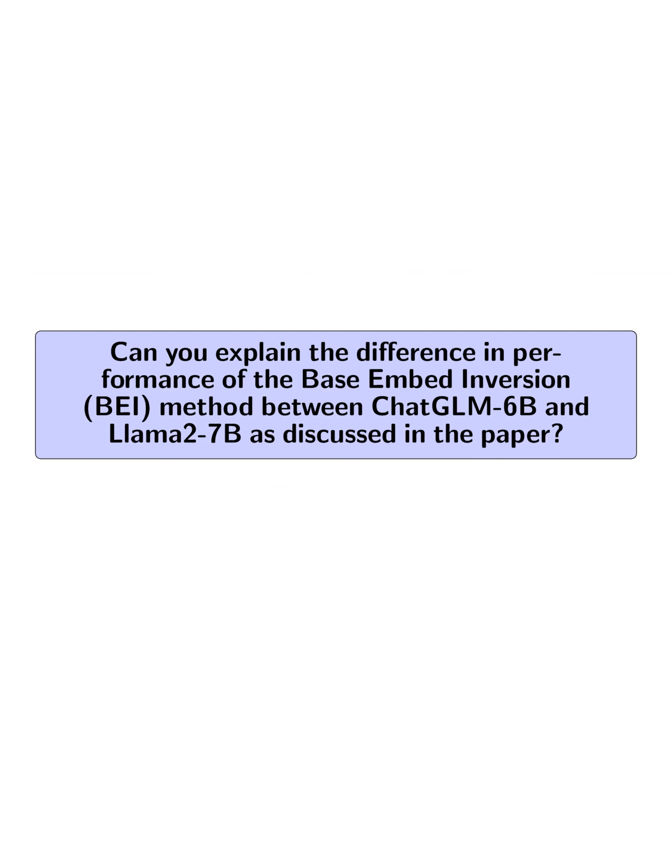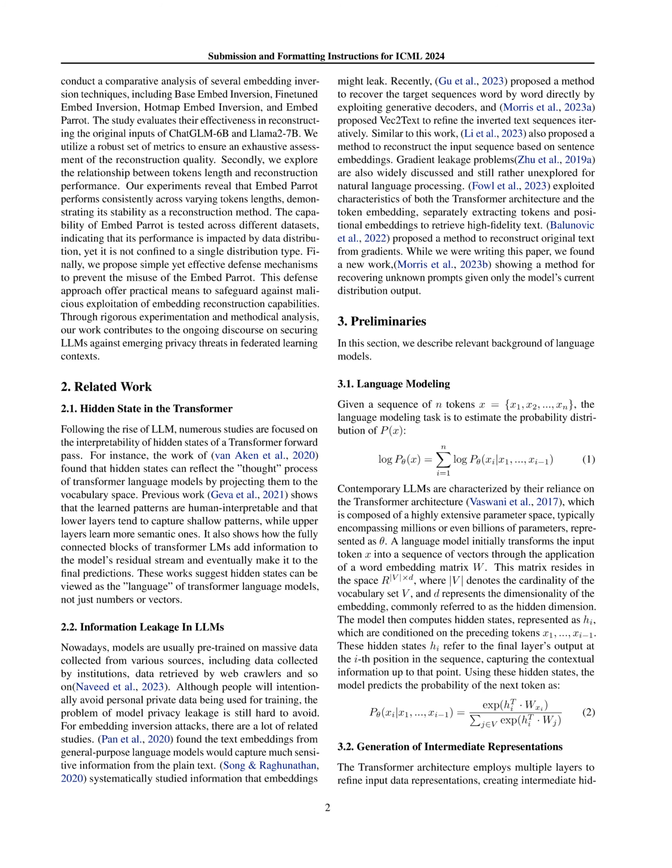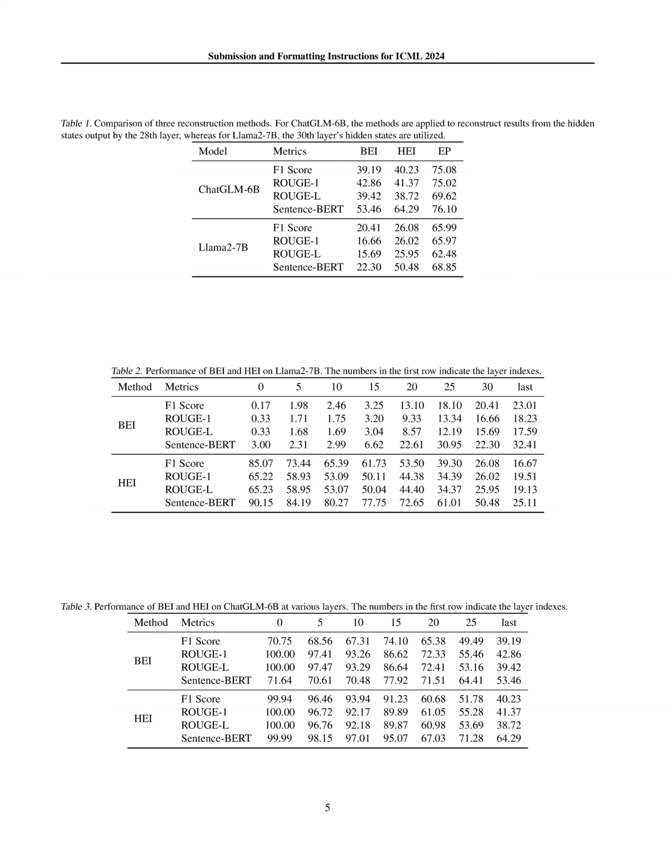Can you explain the difference in performance of the base embed inversion (BEI) method between ChatGLM6B and Llama 2-7B as discussed in the paper? The paper discusses the performance of the base embed inversion (BEI) method on ChatGLM6B and Llama 2-7B. The experimental findings reveal that BEI is adept at reconstructing text from the early layers of ChatGLM6B, but its performance diminishes as it goes deeper into the model. On the other hand, for Llama 2-7B, BEI's performance for text reconstruction steadily improves with each subsequent layer.